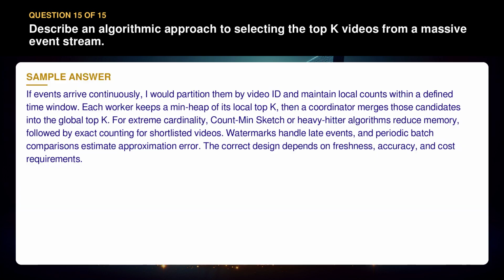Question 15. Describe an algorithmic approach to selecting the top K videos from a massive event stream. If events arrive continuously, I would partition them by video ID and maintain local counts within a defined time window. Each worker keeps a min heap of its local top K, then a coordinator merges those candidates into the global top K for extreme cardinality.